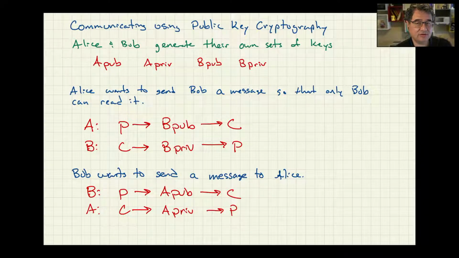So what you can see here is that whenever any party wants to send a message to a second party, they use that second party's keys in order to encrypt and decrypt. So they don't use their own, they use the other ones. Okay, and then I showed you an example of that last time, of encrypting with a public key and then decrypting with a private key.